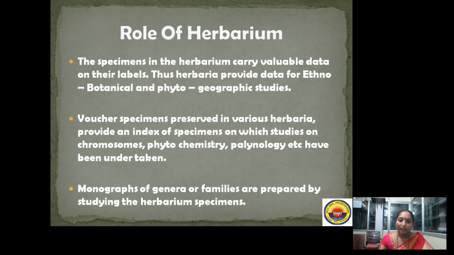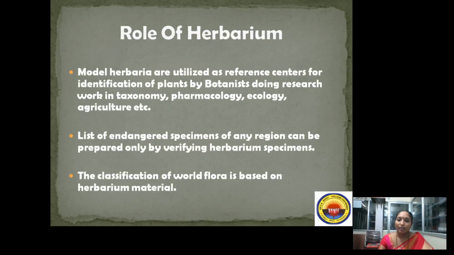Monographs of genera or families are prepared by studying the herbarium specimens. So we already taught about the monographs and journals. Okay. And then modern herbaria are utilized as reference centers for identification of plants by botanists doing research work in taxonomy, pharmacology, ecology, agriculture, etc. So nowadays the herbaria is very modern, which includes taxonomy, pharmacology, ecology and agriculture, because these are the subjects which are very useful for research purposes.